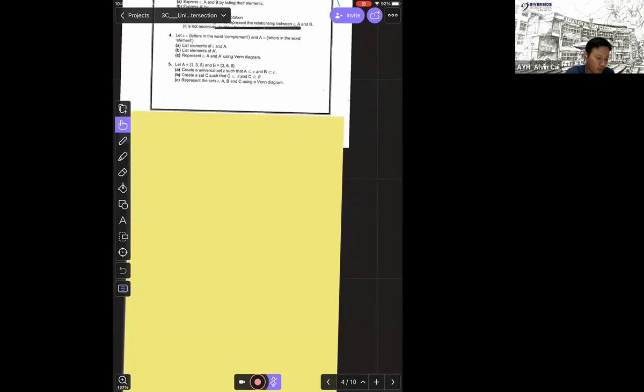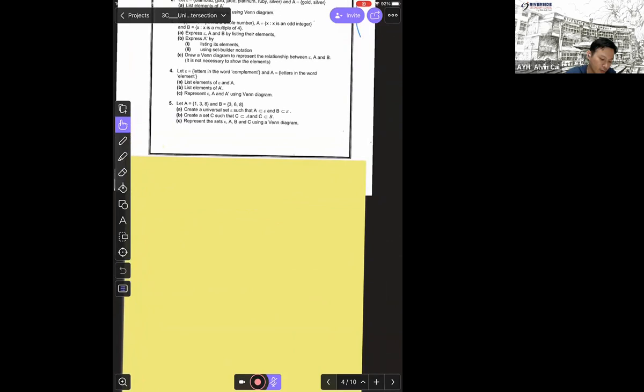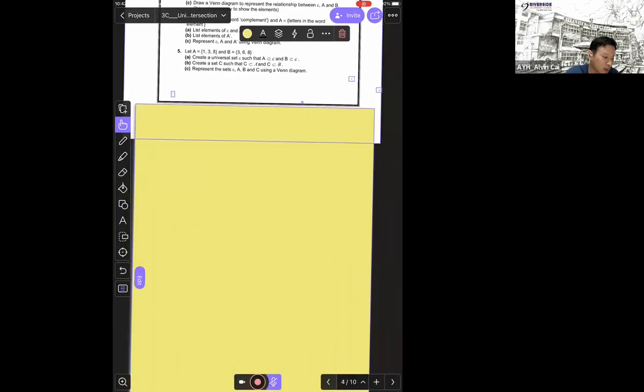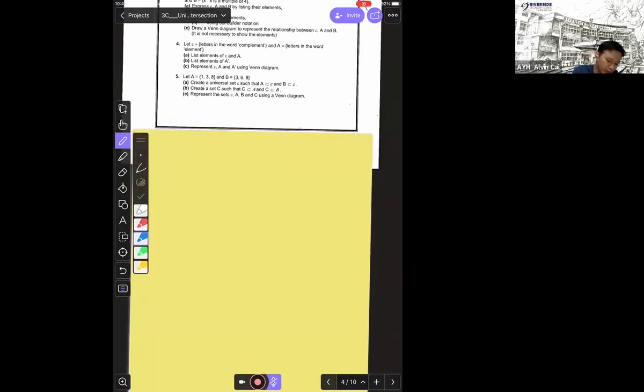Okay, so question number 4. Over here, we are looking at the letters in the word complement. The thing you need to take note of is that every element is unique, so make sure that you don't repeat any letters. If you are careful enough, then this should be quite okay.